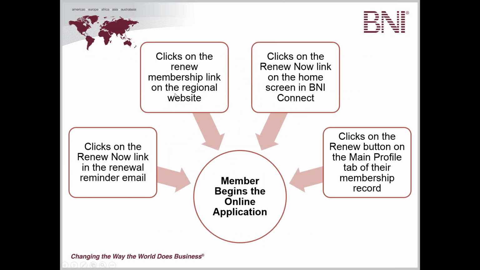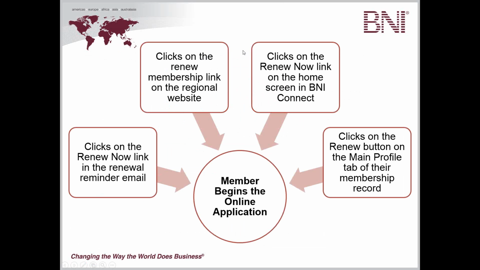There are actually 4 different places that a member could start the renewal process. The first place is they can click on the Renew Now link in the reminder email. 60 days before their membership is due, they get a reminder email saying, you're coming up for renewal pretty soon. Would you like to renew now? In that email, there's a link that says Renew Now, and that will bring them into the application. The second way is there's a Renew Membership link on your regional website. If they click that renewal button, that also will start the renewal process.